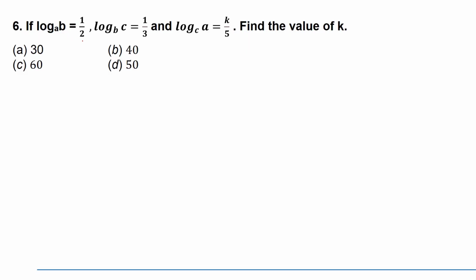Okay, let us solve the remaining problems. If log b to the base a is equal to 1 by 2, log c to the base b is equal to 1 by 3, and log a to the base c is equal to k by 5, find the value of k. Okay, here you have to follow another property.